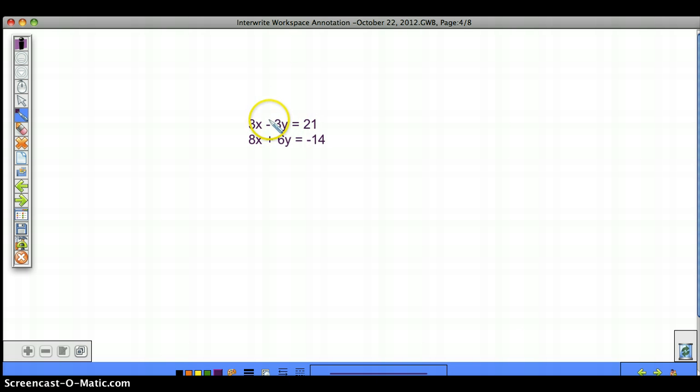I'm going to try to eliminate my y's here because I have a negative and a positive, and that just makes it easier because I need a negative and a positive to eliminate it. I also know that 3 times 2 gives me 6. So in order to have the same coefficient here for my y's, I'm going to multiply this whole top equation by 2. When I do this, I'm going to distribute the 2 to every term.